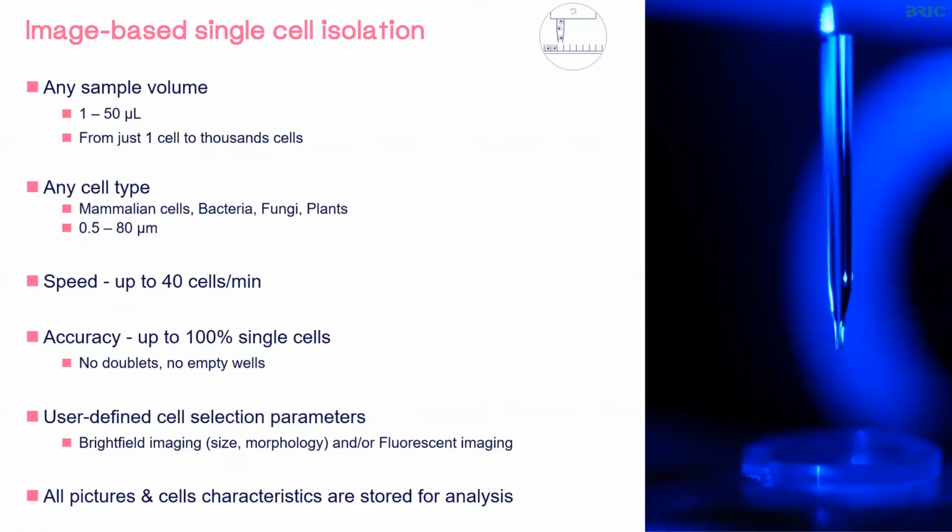We can handle any type of sample. We can aspirate sample as small as 1 microliter containing just one cell. Obviously, we can do hundreds and thousands of cells as well. As I said, we are very versatile in terms of cell size. The speed is about 40 cells per minute. We can reach up to 100% single cell accuracy, meaning that every one of your wells will contain a single cell and only a single cell.